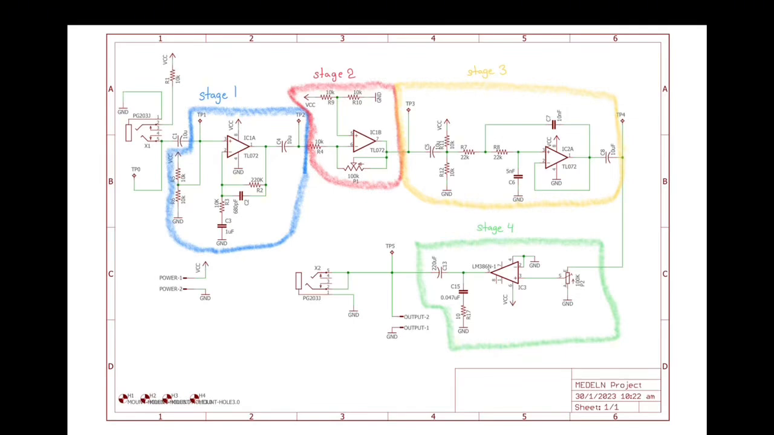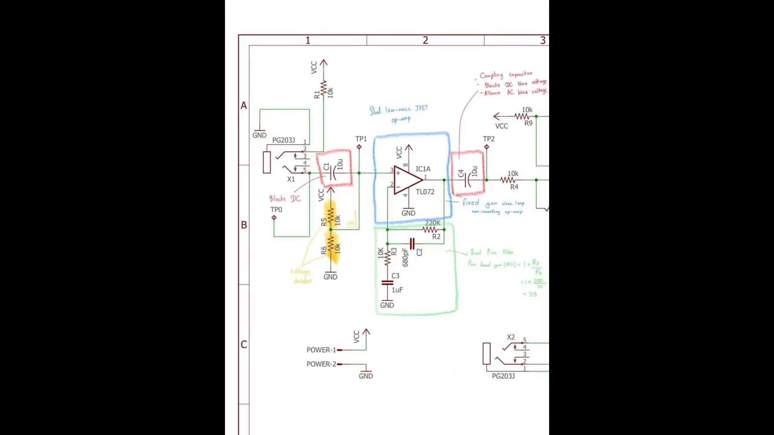So the system has four main stages. Stage 1 is a preamplifier which boosts the raw signal. Stage 2, a high-pass filter, removes body motion noise. Stage 3, a low-pass filter, eliminates high-frequency interference. And Stage 4, an audio amplifier, drives the speaker. I will now go more in depth into the different stages.